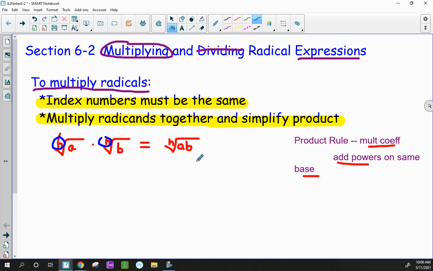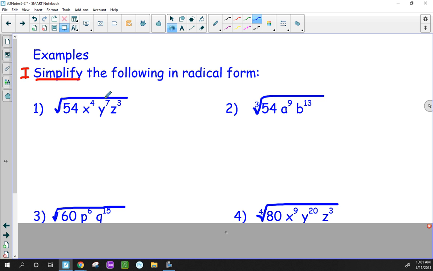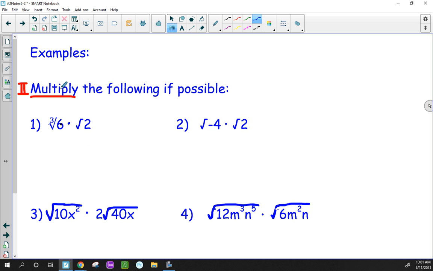Once you multiply it, then your job is to simplify using the same strategy we used in the last section. Remember, there are no decimal answers. You can only give me a radical answer. In the last set of notes, we practiced how to do that, simplifying radical form. We've already done these types of problems, and now today we're looking at multiplication.